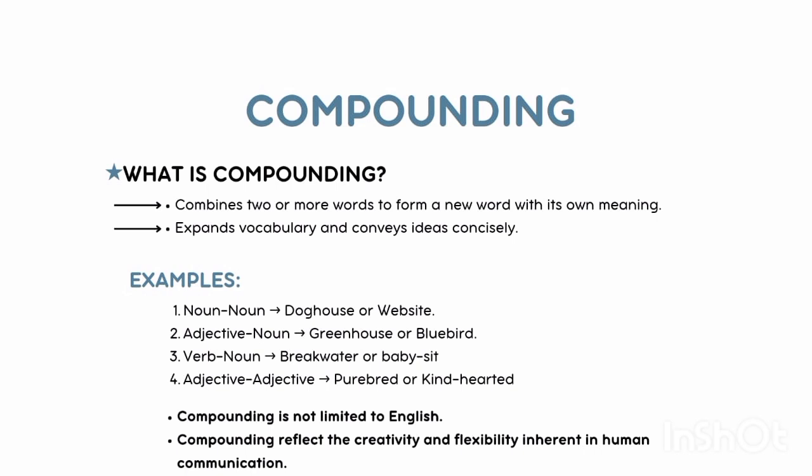Also we can compound the verb and noun, like breakwater, a structure built to protect the shore from waves, or babysitter, the man or woman to look after a child. The last type is compounding an adjective with an adjective, like kind-hearted. It means having a kind and sympathetic nature.